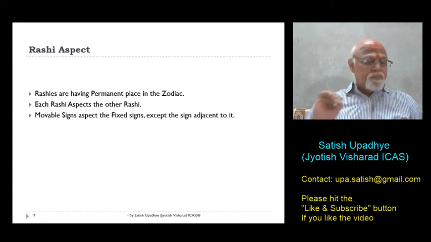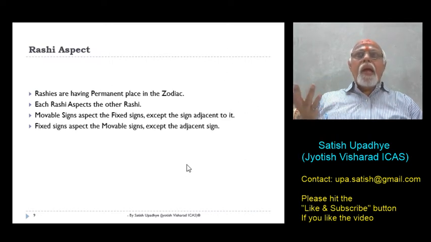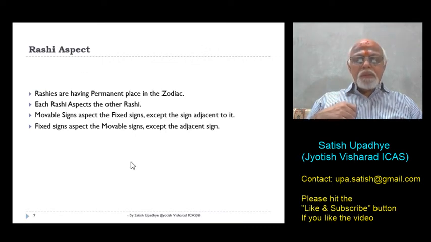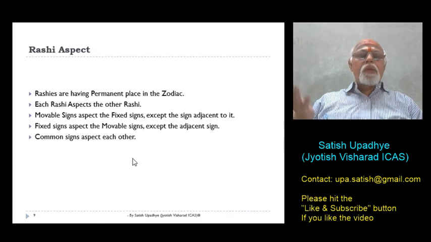concerned. All fixed signs aspect the Chara Rashi or movable Rashi except the sign which is adjacent to the sign concerned. And all common Rashis aspect the other common Rashis. This is how the Rashi aspects work.